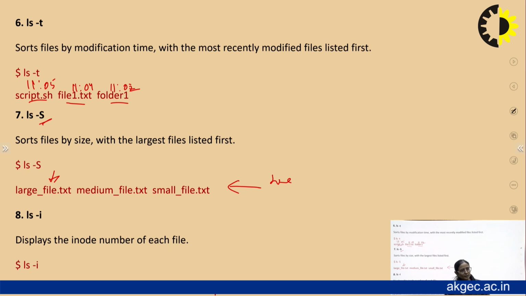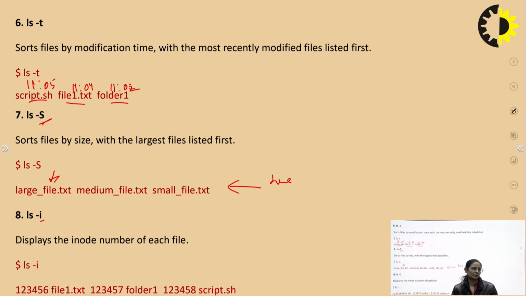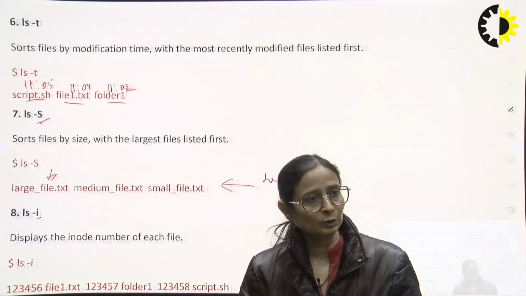If I want to display the inode number of each file, then I will use the option small i. It will display the inode number of each file. Now what is an inode number? Basically, as soon as you create a file, your file gets a number, and this number is known as the inode. I will cover later what the inode number does. For the time being, you could say it is a number just like your PID.